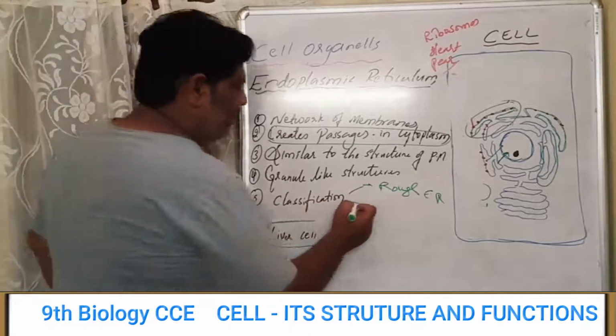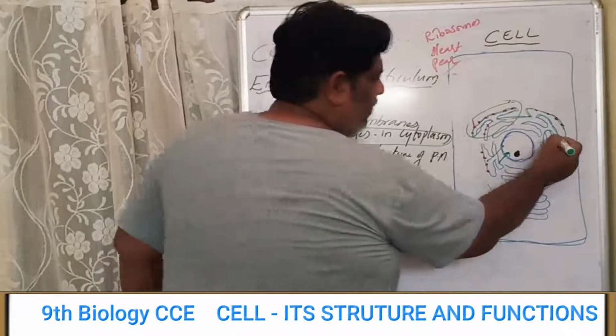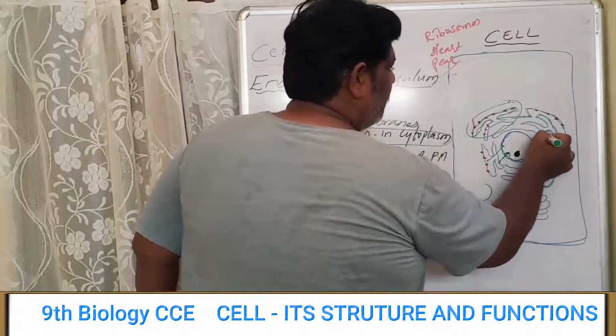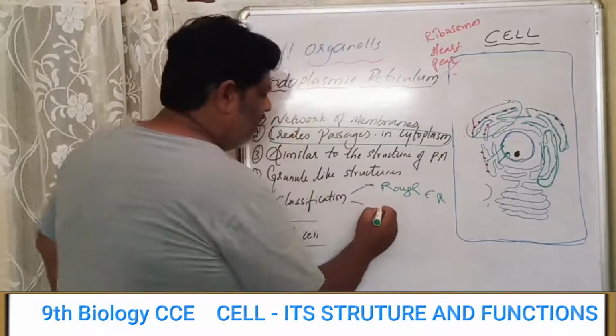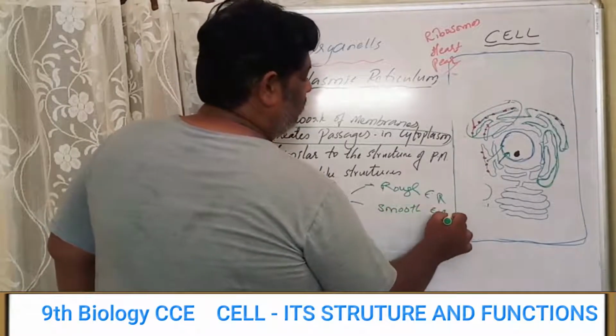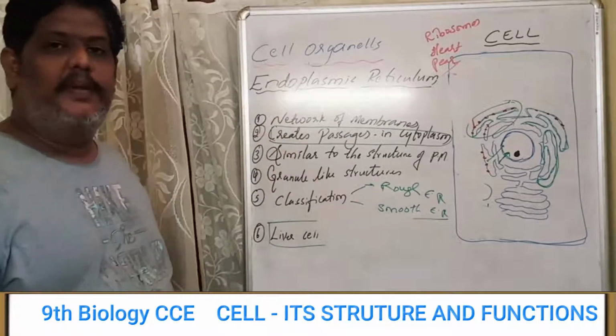Coming to the second one, now you can see this particular membrane of the endoplasmic reticulum, this network doesn't have any ribosomes on it. So this is called smooth endoplasmic reticulum.